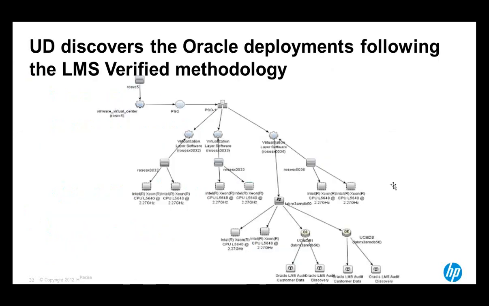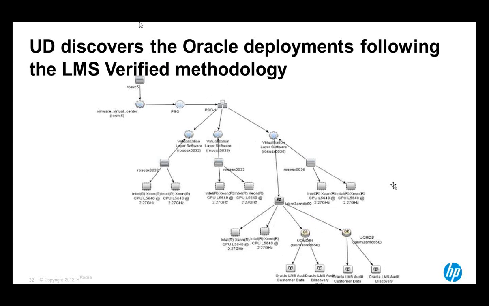So let's move forward and let's do a demo. The first part is that Universal Discovery will discover an Oracle cluster. Here is just a screenshot of an example of a cluster that has been discovered by UD. You see here you have the cluster on the top. You have a virtualization layer that links to virtual machines. And to take one of the examples, one of these virtual machines actually has two Oracle instances that you see on the bottom.